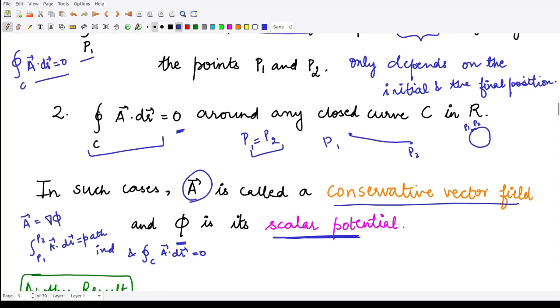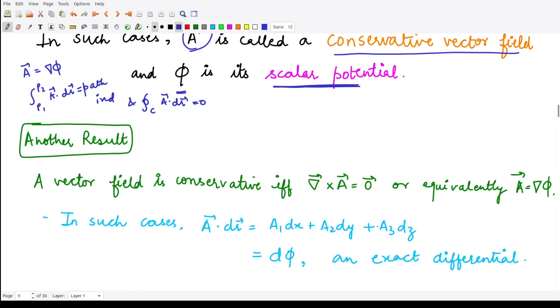And moreover we have one more interesting result, which says that if you are to check whether the vector field is conservative or not, you check the curl of vector A. Either you check whether the vector A could be written as the gradient of some quantity or not. Now in calculation, checking this thing is difficult. So basically what we do, we just check the curl of the vector A. If this comes out to be equal to 0, we say the vector field is conservative.